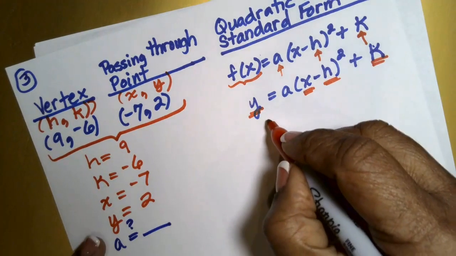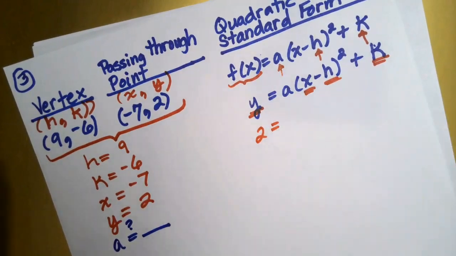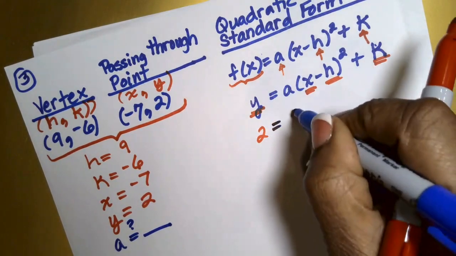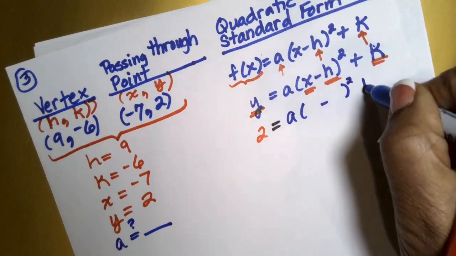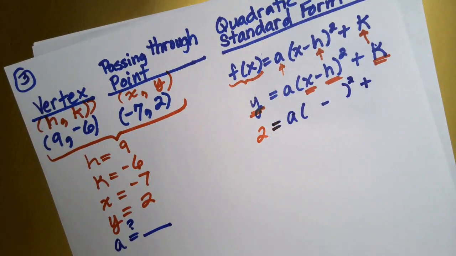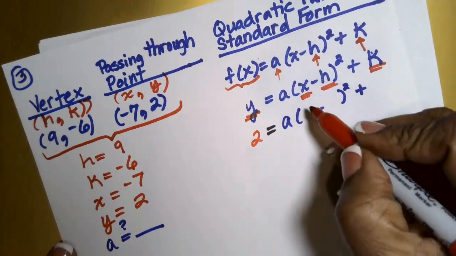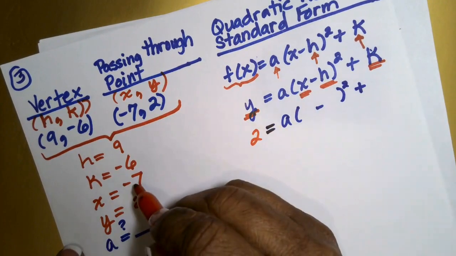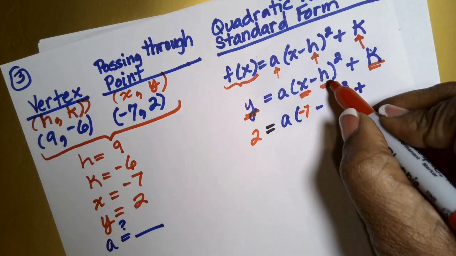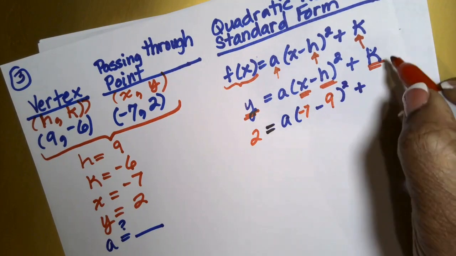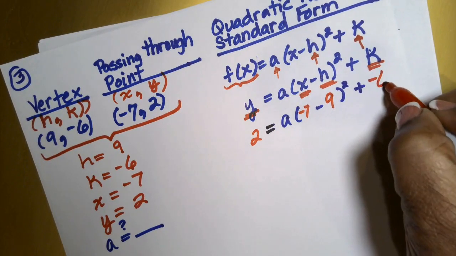Let's substitute y for its value 2. We're going to rewrite a, still unknown. Just going to rewrite the components of the formula that are going to remain the same. Now let's substitute in x for the value -7. Substitute in h equals 9. And finally substitute in k equals -6.